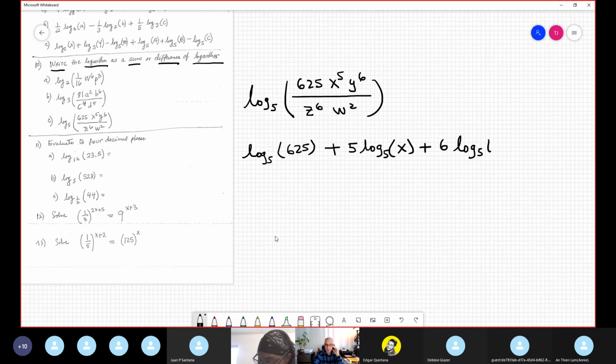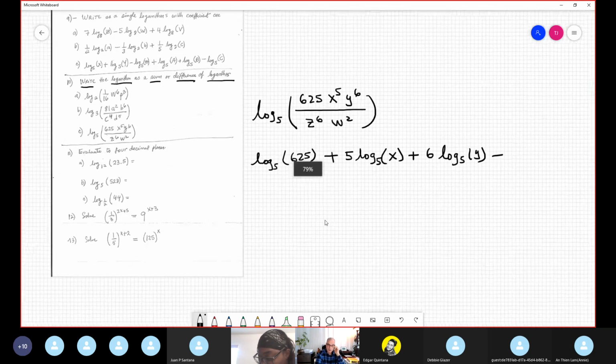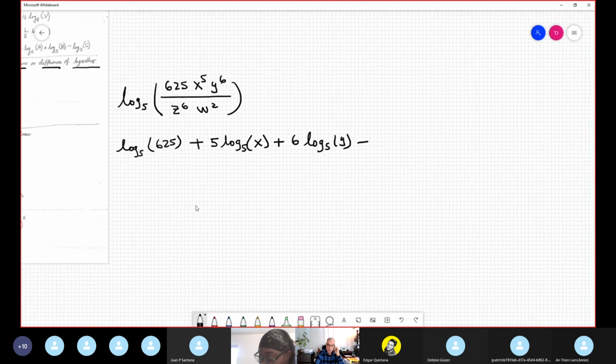Logarithm of base 5 of y. Now minus, because it's in the bottom, the denominator is negative. It's property number 6. Minus 6 times, again, logarithm of base 5 of z. Finally, minus 2 times logarithm of base 5 of w.